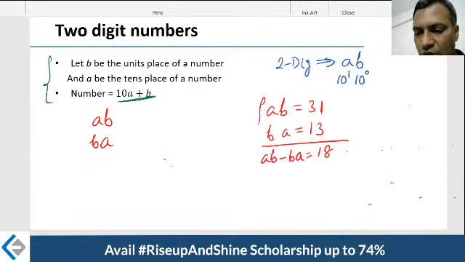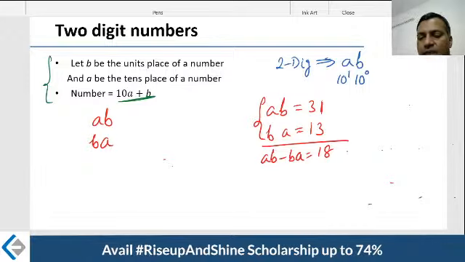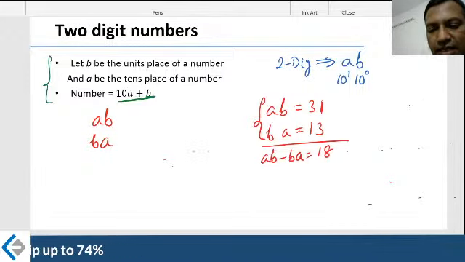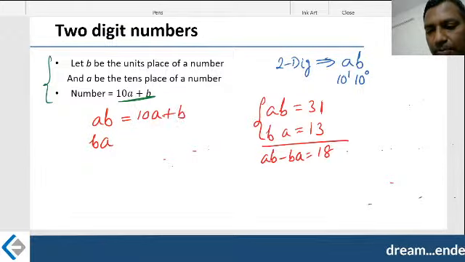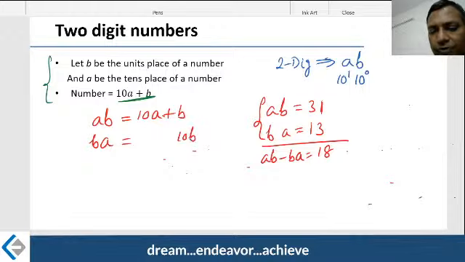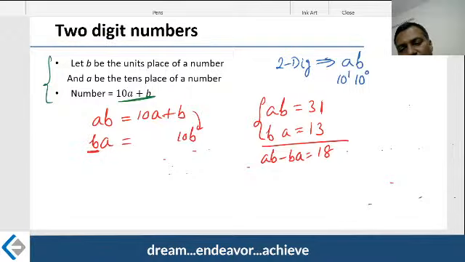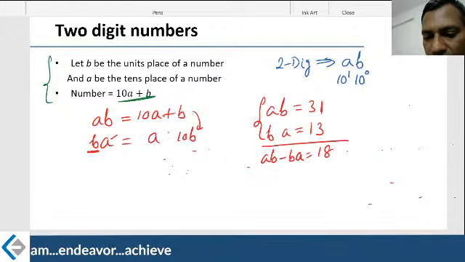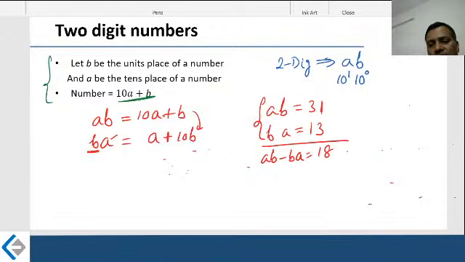Firstly, I wanted you to understand that there is a number, and a number found by reversing its digits. How do I write AB? Mathematically, AB is nothing but 10A plus B. How do I write BA? BA is nothing but 10B. I'm writing B under B so that calculations are easy. Of course, B is in the tens place. What about the value of A? A is in the ones place. Therefore, BA is A plus 10B.